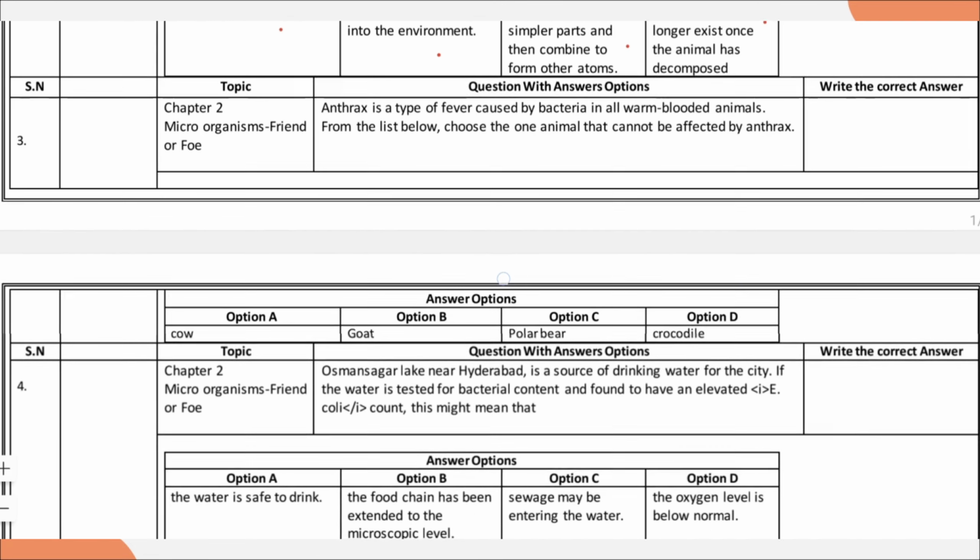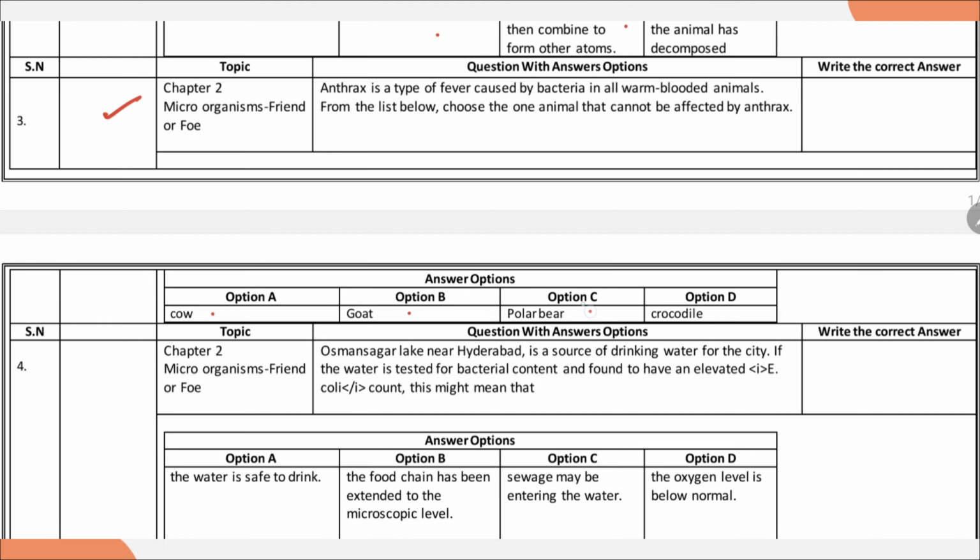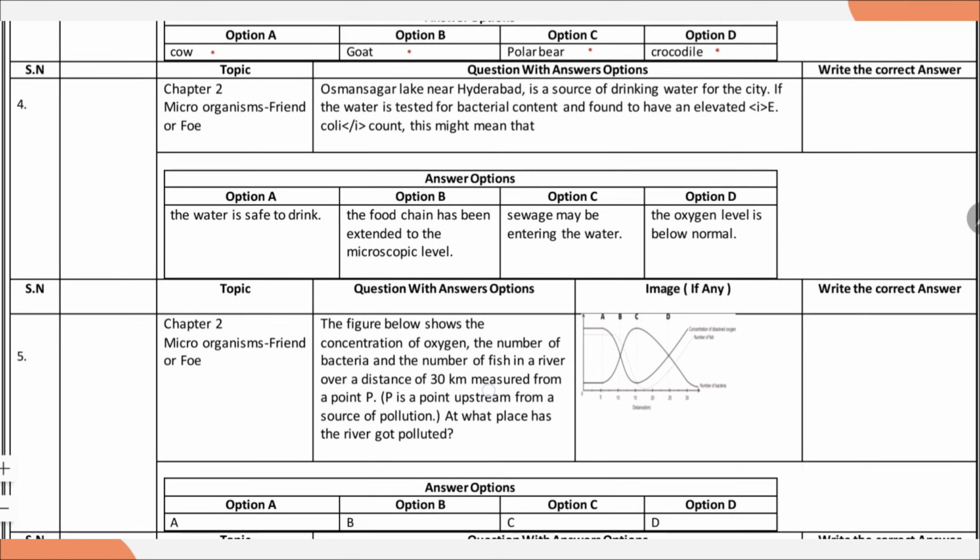Next, the third question is again from that same chapter. Anthrax is a type of fever caused by bacteria in all warm-blooded animals. From the list below, choose the animal that cannot be affected by anthrax. Options are cow, goat, polar bear, and crocodile. Next question.